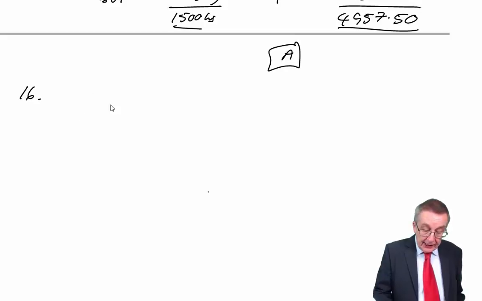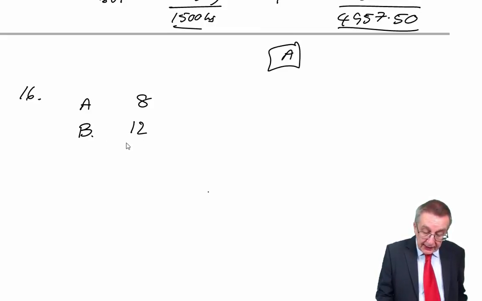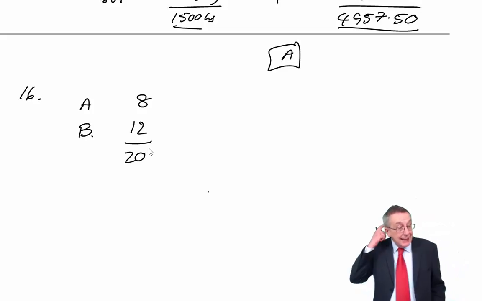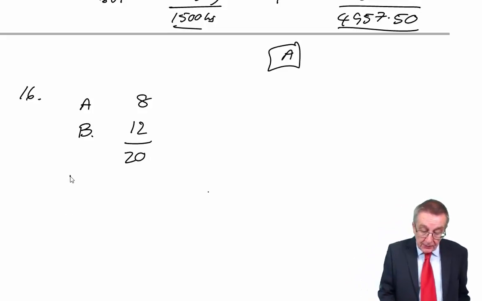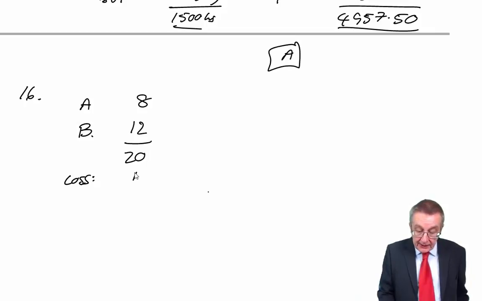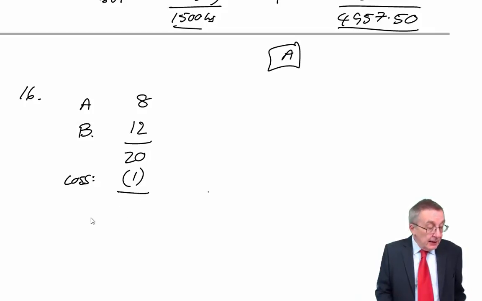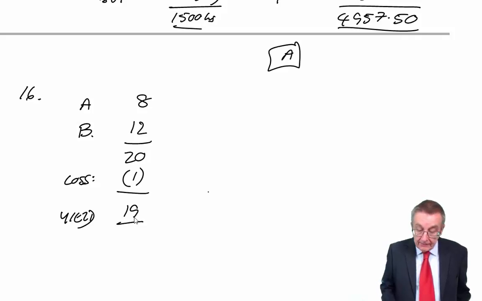It's chemical A, sorry, so the standard mix: chemical A, 8 litres; chemical B, 12 litres. So we're putting a total of 20 in. It was to produce 19 litres, so presumably there's an expected loss of 1, and therefore the yield is 19. So that's what should happen.